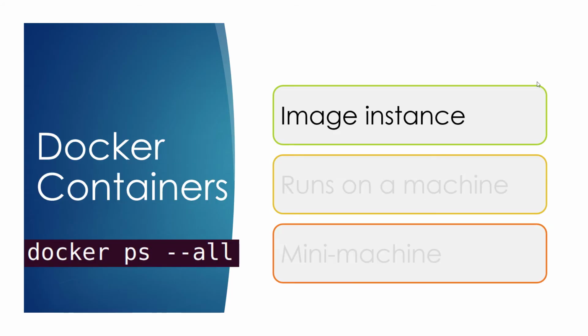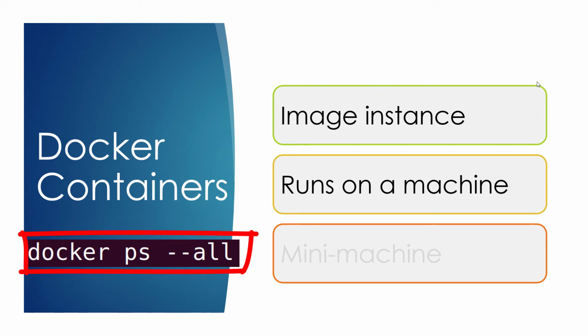Perfect. Now regarding Docker containers, we need to run docker ps. Preferably use the --all flag to see all containers, including ones that were exited. Think of Docker containers as instances of an image, and Docker containers run on a machine. Look at the similarity: docker ps is from process, so it's sort of a process, but for Docker. And you can also think of a Docker container as a mini machine, a sort of special virtual machine.